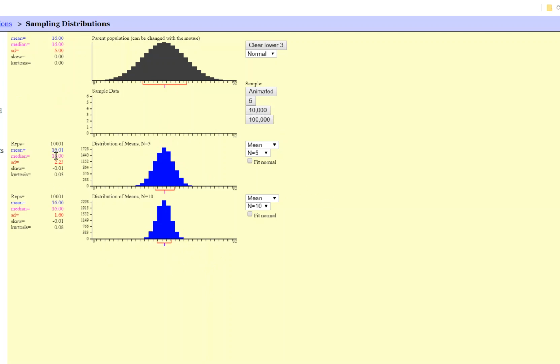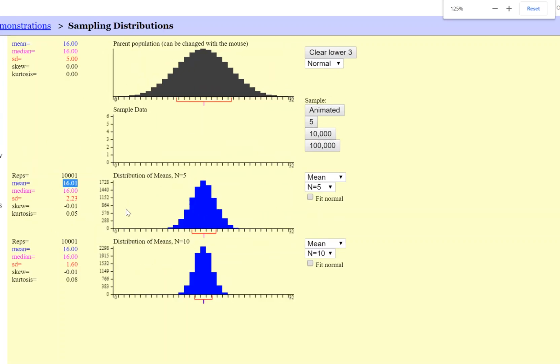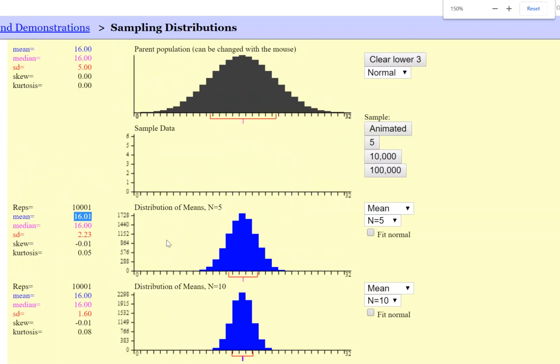Ooh. Now take a look at the mean of this sampling distribution. It's 16.01. Hopefully this isn't too small for you to read. Actually, let me try zooming this in a little. There we go. That's better. Sorry about that, I should have done that to begin with. Very close to the original of 16, and the same thing with the following sampling distribution.